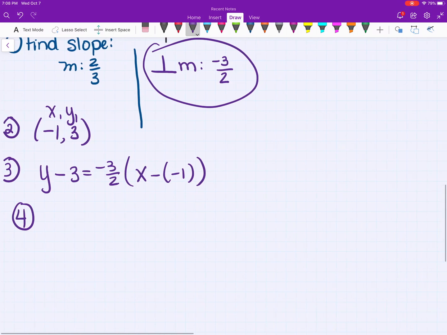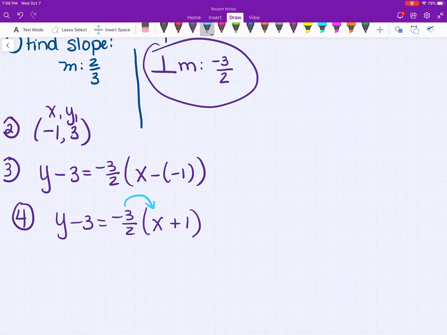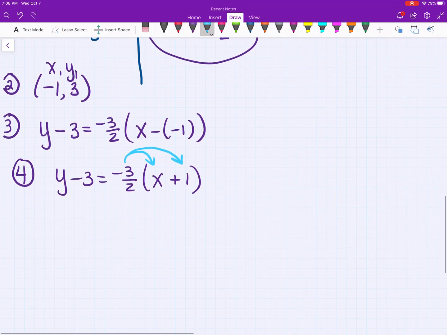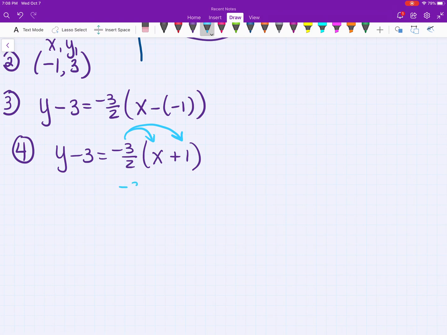So this one is a little harder because we got y minus 3, and we got a little bit of a fraction in here, -3/2, and that really means x plus 1. First thing I'm going to do is distribute that -3/2. Okay? So now I have -3/2 x minus 3/2. On the other side, we still have y minus 3. Well, the last step is to get that y by itself. So I'm going to add 3 to both sides.